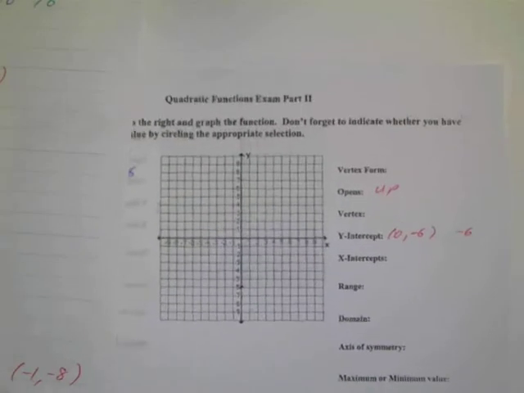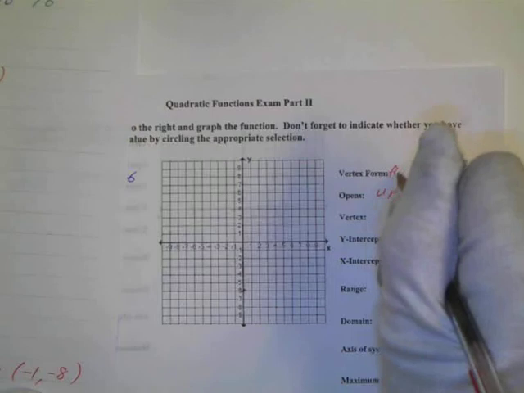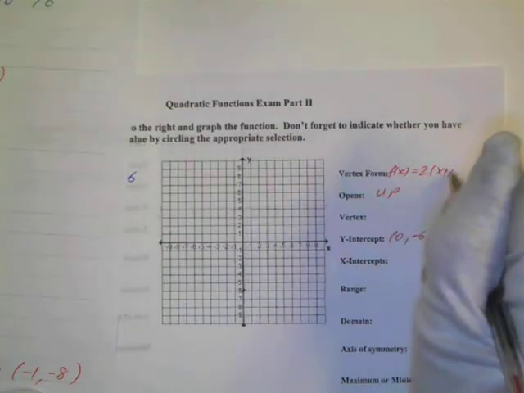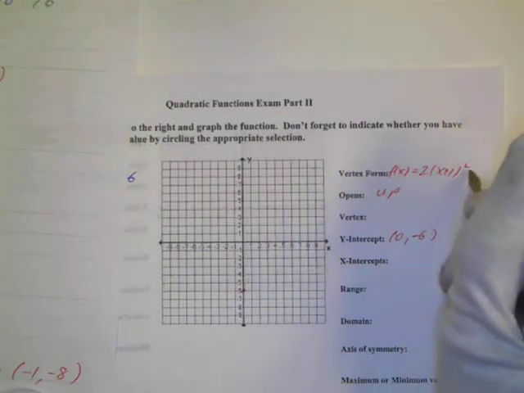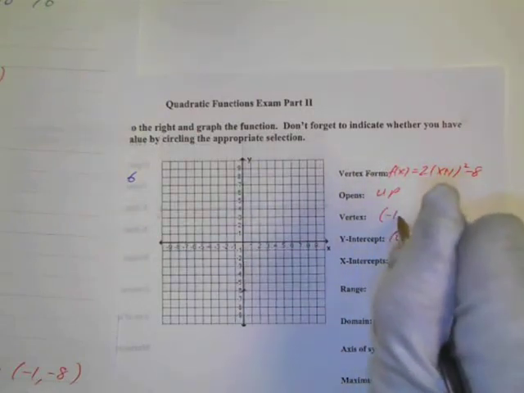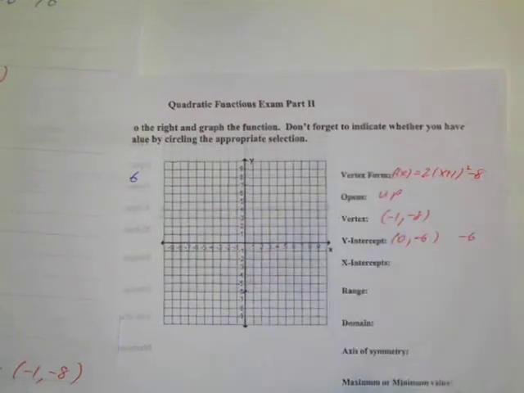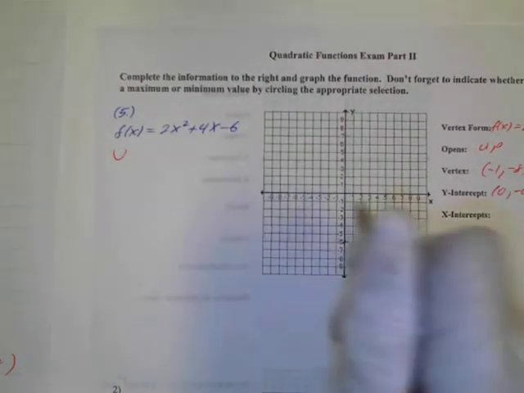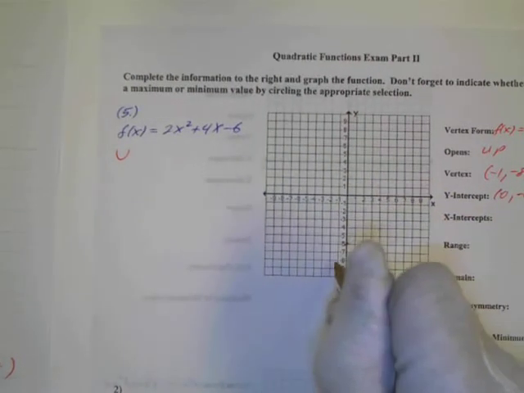All right, so we can fill this in. So let's put our vertex form in. So our vertex form over here is f of x equals 2 times x plus 1 squared minus 8. And my vertex is at negative 1, negative 8. So negative 1, negative 8. So there's my vertex right here.